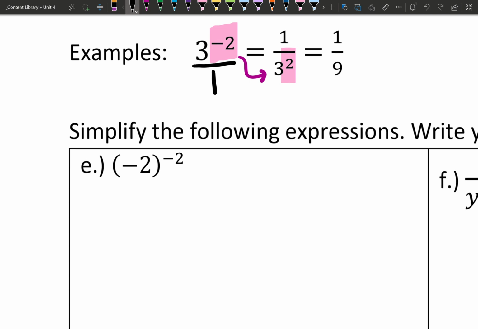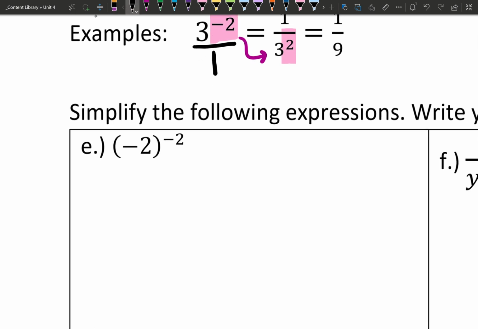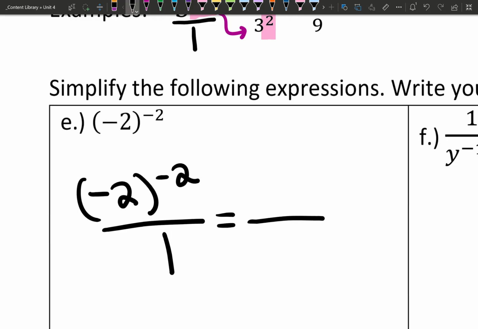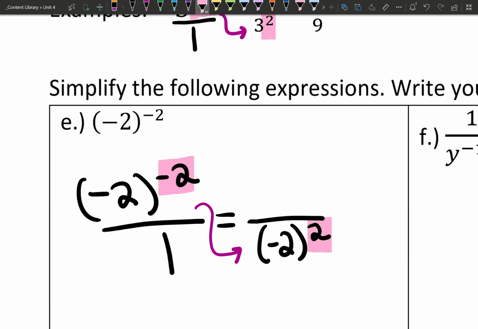All right, letter E. Negative 2 to the power of negative 2. So I'm going to rewrite this as a fraction, and it's going to equal a fraction. I notice that there's a negative exponent on top of the fraction, which means it's got to go to the bottom. And the base remains the same, it's still negative 2, but the exponent becomes positive. That's where it belongs. That's where the positive exponent belongs. There's nothing left on top, and based on that identity that I mentioned earlier, we're going to put a 1 there.